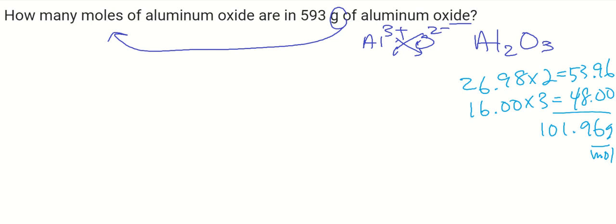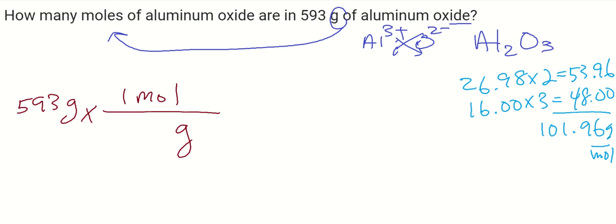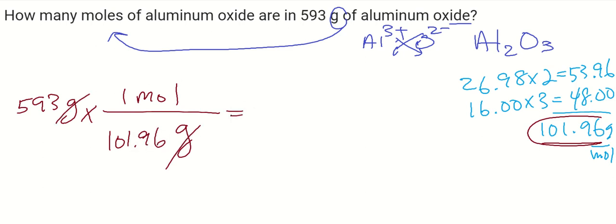All right, now we can just plug and play. Plug these numbers in. 593 grams is what we're given. We want to turn that to moles. All right, well, grams got to go on the bottom, and moles got to go on the top. All right, and it is 101.96 grams in 1 mole of aluminum oxide. So 593 divided by 101.96, 5.82 moles.